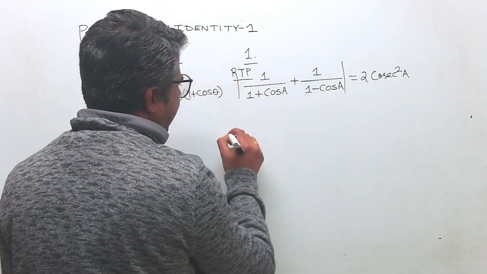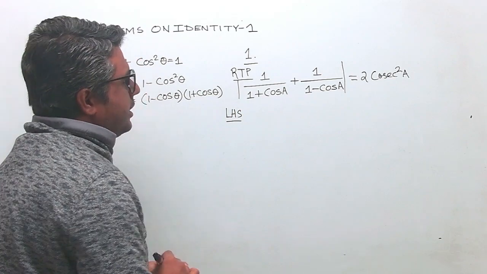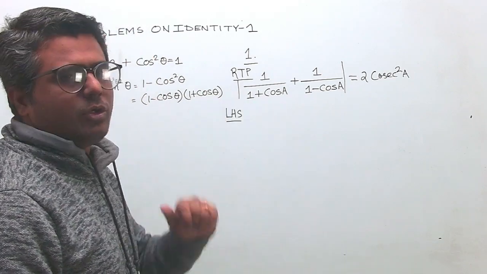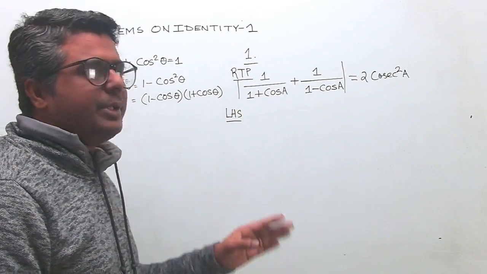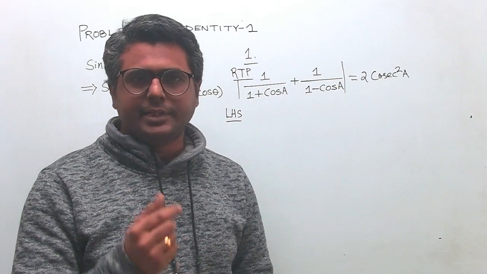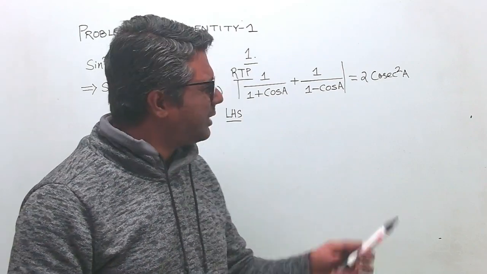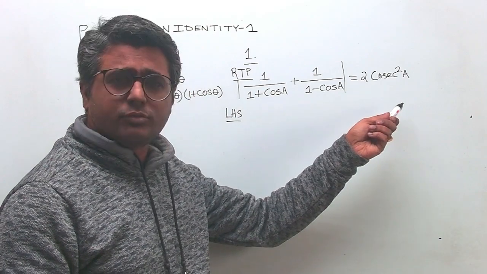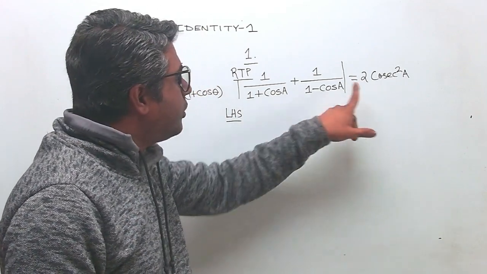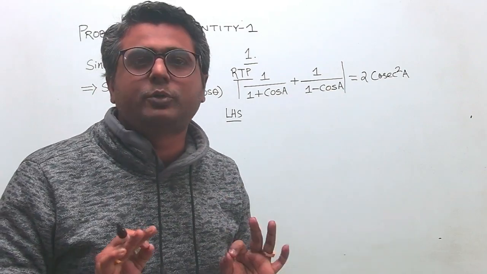Let us concentrate on the LHS part, the left hand side. So how am I going to solve this? The basic problem is 1 plus cos A. Anything in the denominator which is in plus form, that is not a single entity, creates problems in the proofs, and definitely this is not what is wanted in the RHS. So I am not going to stay with it. I have to eliminate this. I have to kick this out.